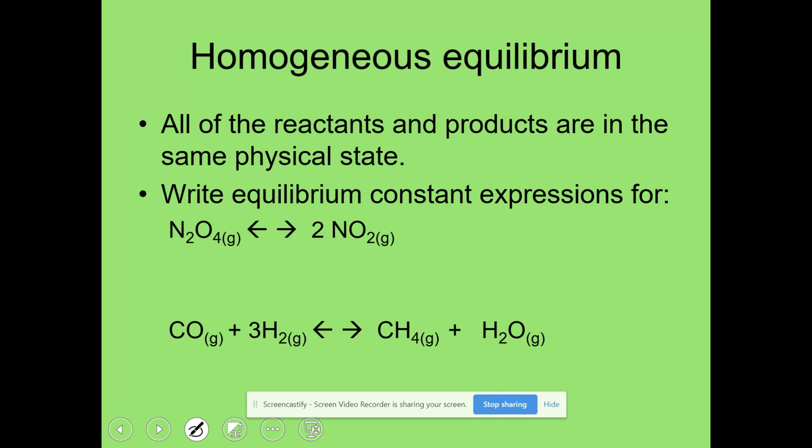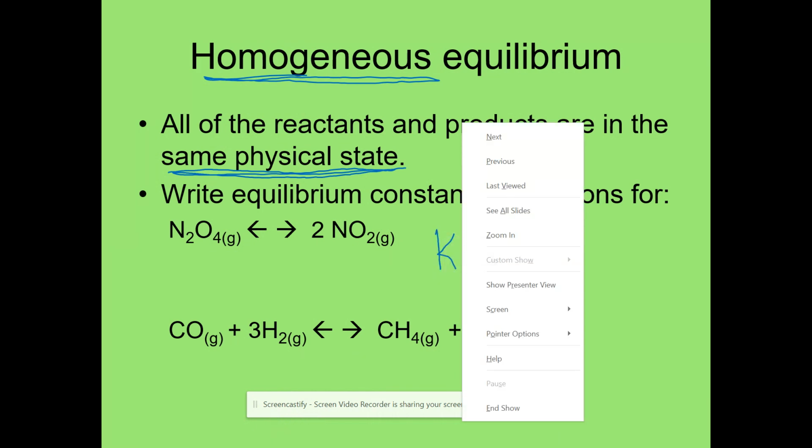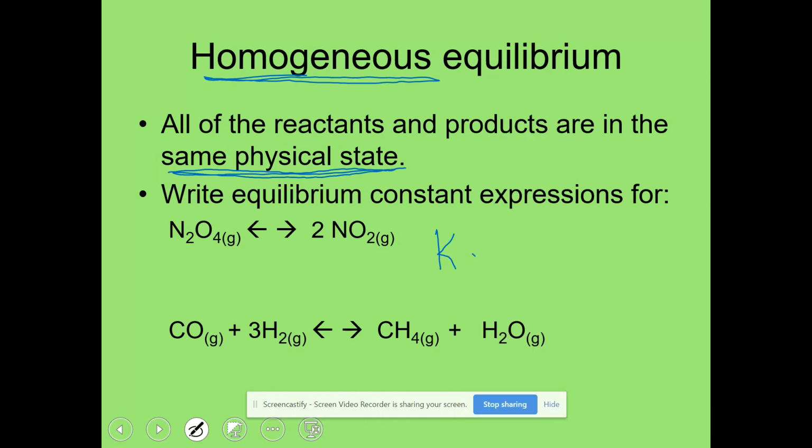So if all of the reactants and the products are in the same physical state, okay, this is important, then it is called a homogeneous equilibrium, okay? And you write the expression by, just like I said, putting the products over the reactants. You start out with your KEQ. I've got that up there.